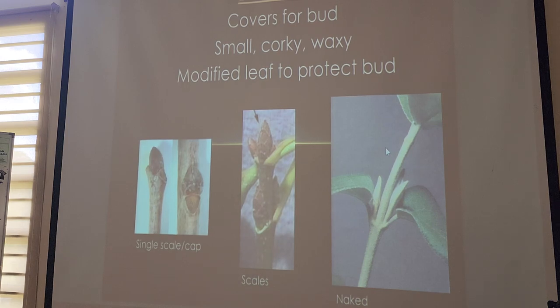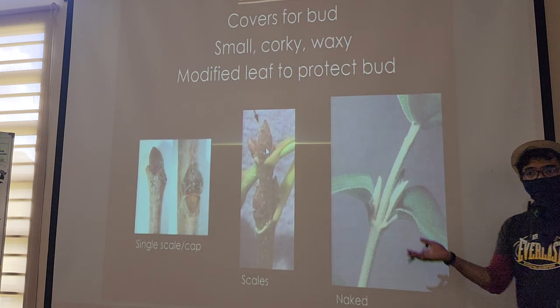This is more in the countries that experience severe winter. Okay, it's very cold, so the plants need covering for the buds, because inside the bud is meristem. It's dormant, but it's still living. Okay, a good example for this is maybe sakura.